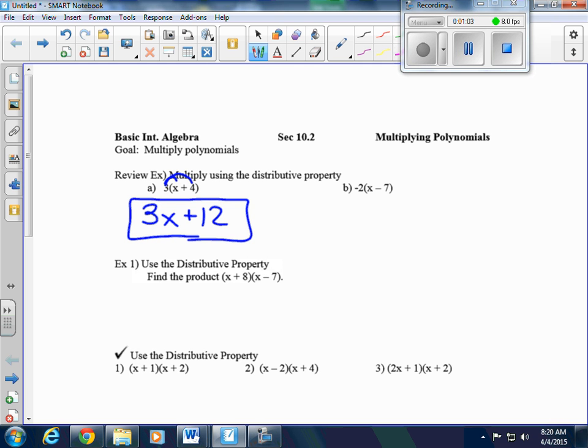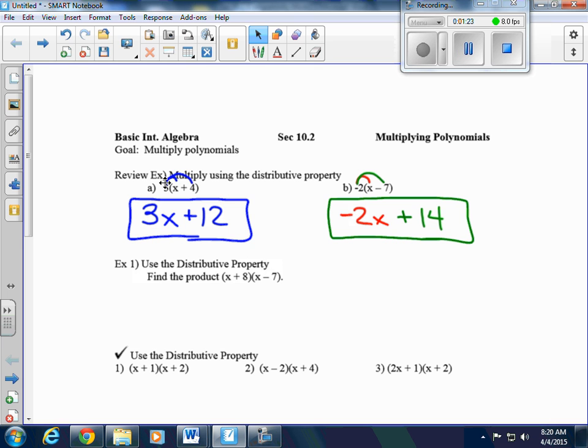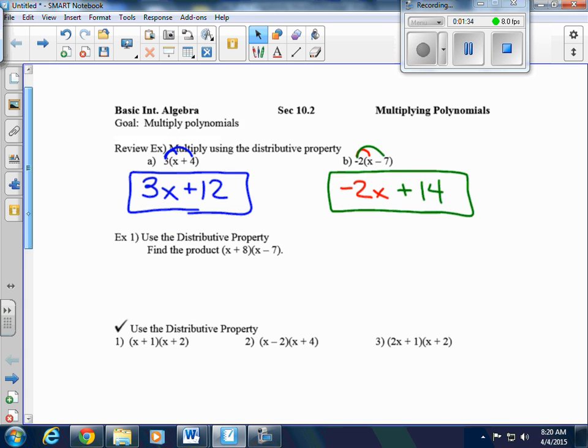and so our answer is 3x plus 12. The same thing is true when we do this with a negative number. We have to take the negative 2 times the x, and that's negative 2x. And then we're also going to take the negative 2 times the negative 7, and that is going to be plus 14. Okay, so we did a lot of problems on the distributive property a while ago. But again, we're bringing that back because that's what we're going to use. So we're going to do the same thing now.